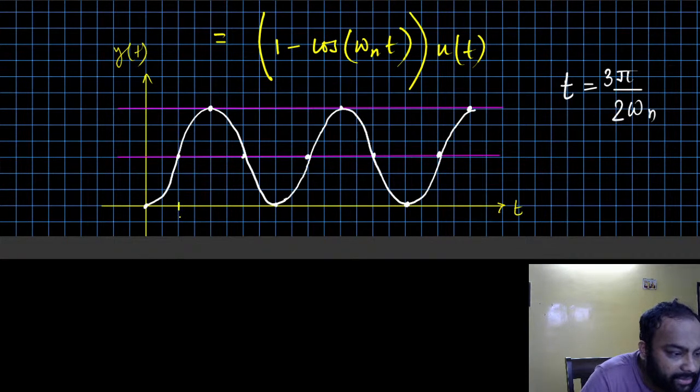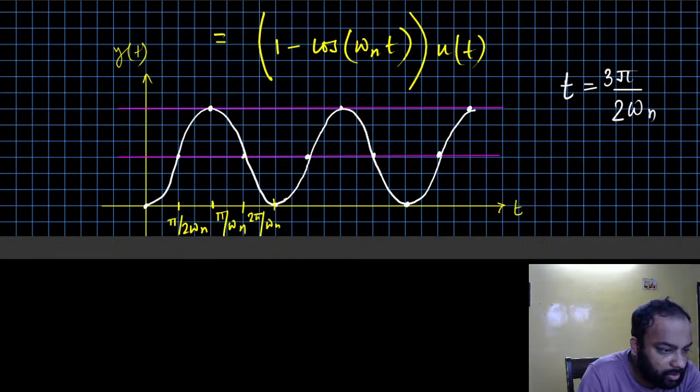So time is pi by 2 omega n here. At this point, time is pi by 2 omega n. So at this point, time is pi by omega n. At this point, time is 2 pi by omega n. At this point, sorry, hold on.